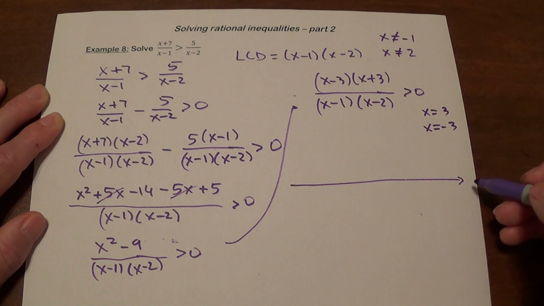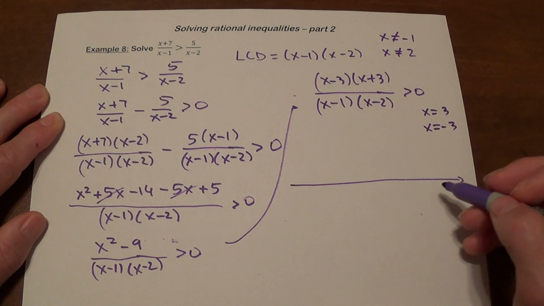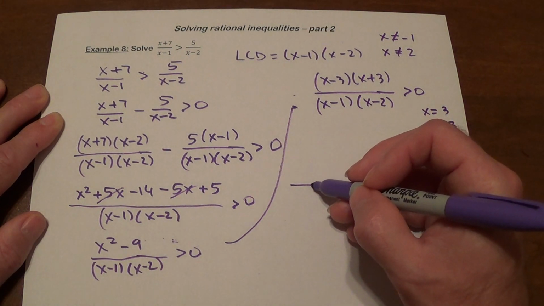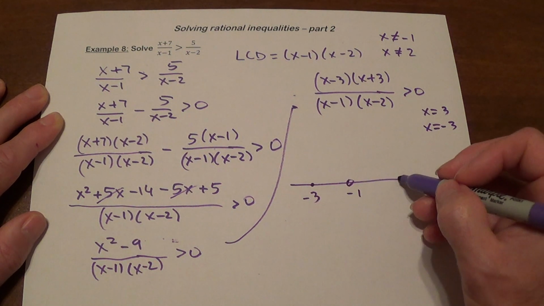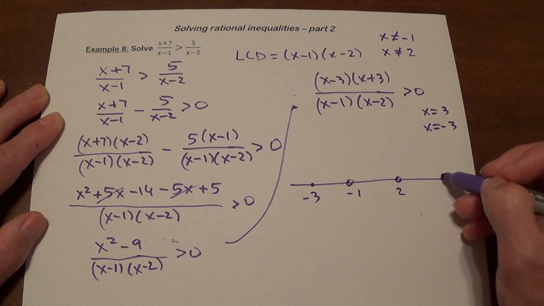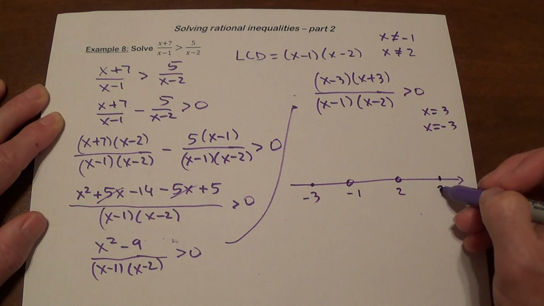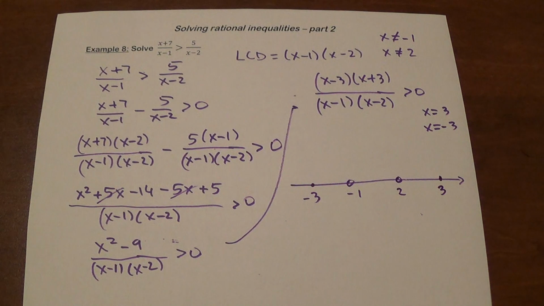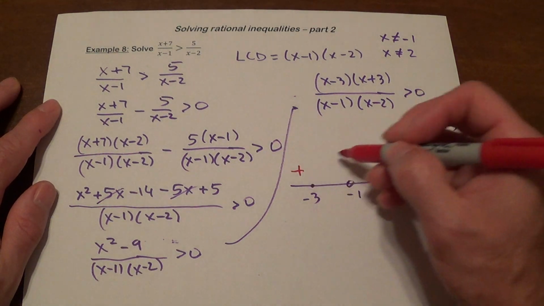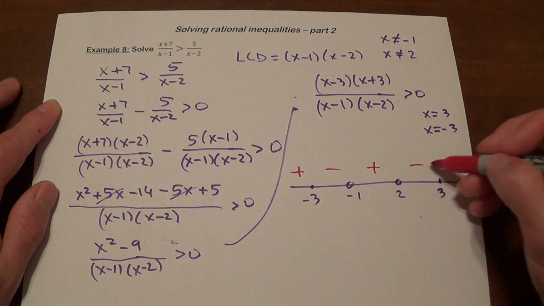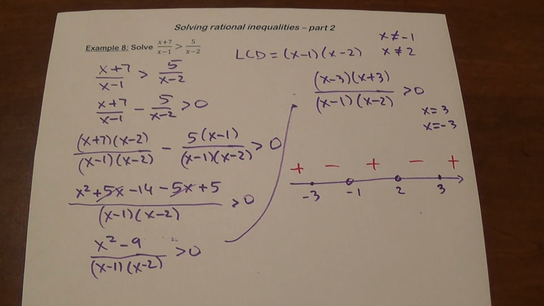Okay, let's plot them. So we have the leftmost is negative 3 and it's not open. Then we have 1, which is open. Then we have 2 that's open. And then we have positive 3, which is not open. Okay. And now we need to do our sign chart, to plug in values into the expression from the intervals and check the signs. So the sign is going to be plus, minus, plus, minus, plus. This is how it's going to be in this case.